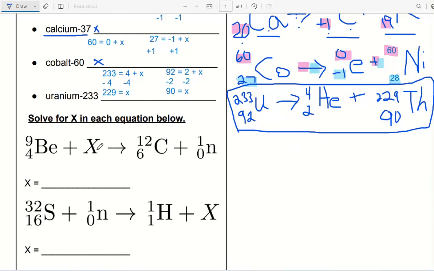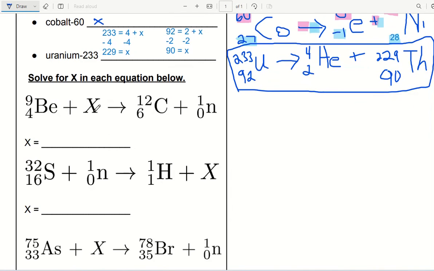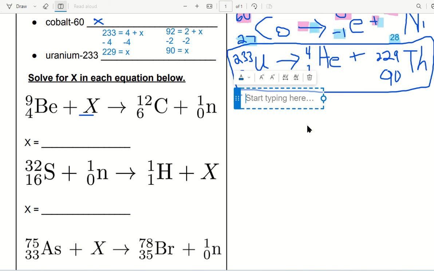Right? Now for this one, when I get down here, I'm just solving for x. So all I need to do, I'm going to use the space over here to set up equations and then put what I found in the blank. Okay, so let's set up the top equation. I first have 9 plus x equals for the arrow always 12 plus 1. Well, okay, so 9 plus x. I got to combine like terms.